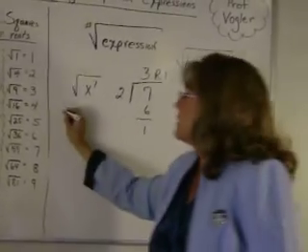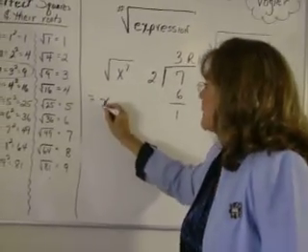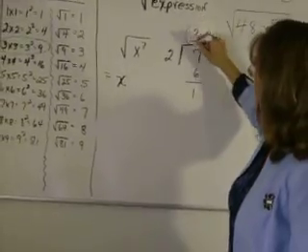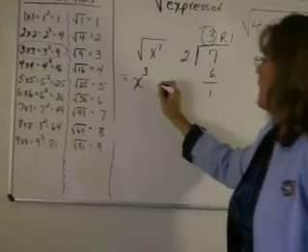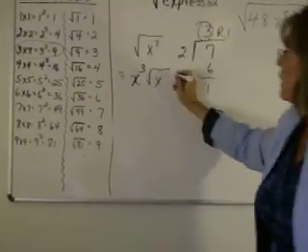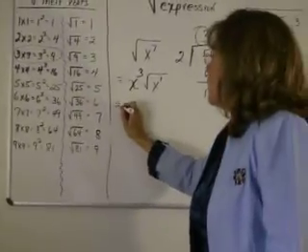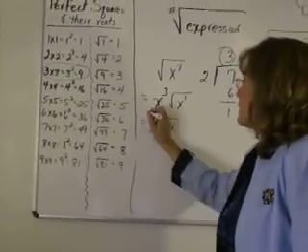And so to simplify this, what we do is we write x on the outside with the number that divides in evenly, and we write x on the inside with our remainder, in this case 1. So we get x cubed square root of x. And that's our final answer.